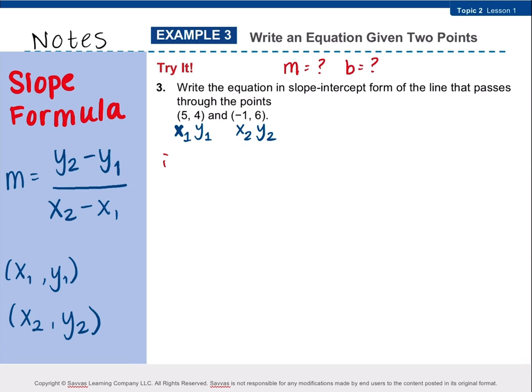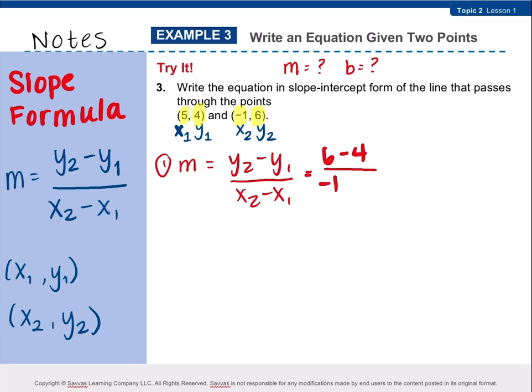We're going to first find the slope because m is y2 minus y1 over x2 minus x1. So I'm going to look at what I labeled. y2 is 6 and y1 is 4. So I'm going to do 6 minus 4 over x2 is negative 1 and x1 is 5. So I'm going to do negative 1 minus 5. So 6 minus 4 is 2. Negative 1 minus 5 is negative 6.